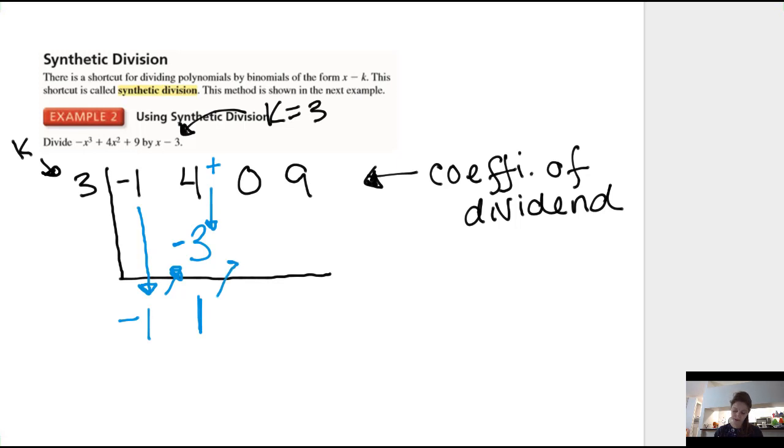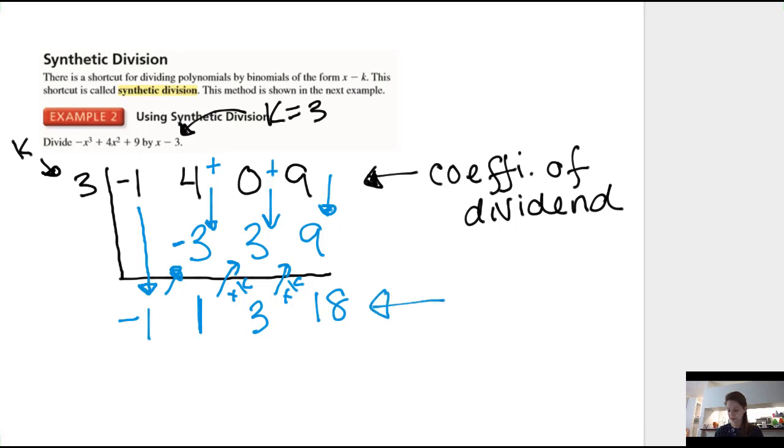And now we multiply by k. Maybe I can show that times k. 1 times k, which is 3. 1 times 3 is 3. And then I add going down and get 3. And I take 3 times k. 3 times 3 is 9. And I add going down and I get 18.